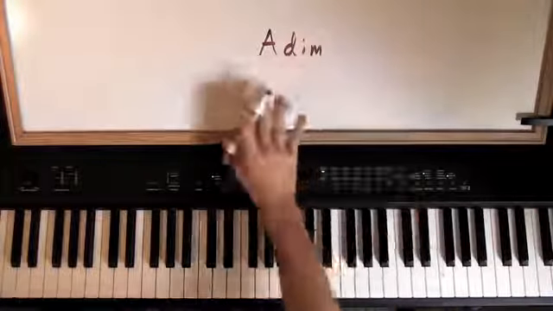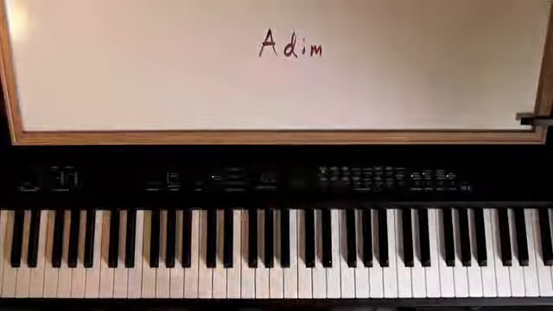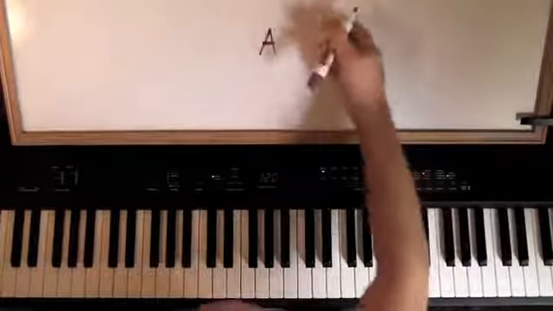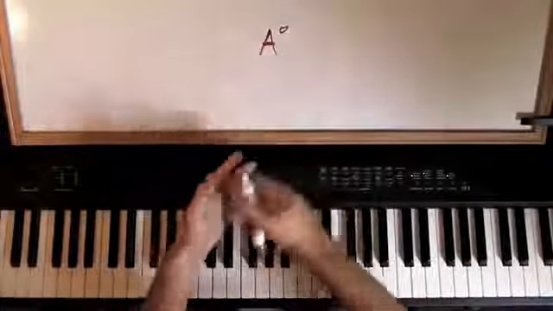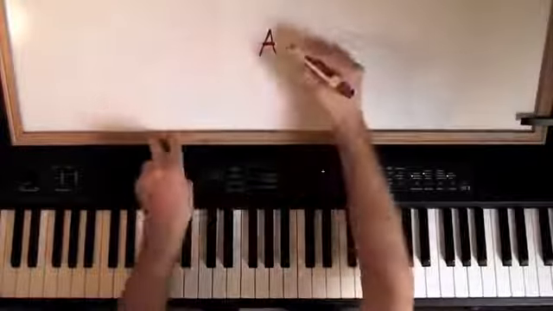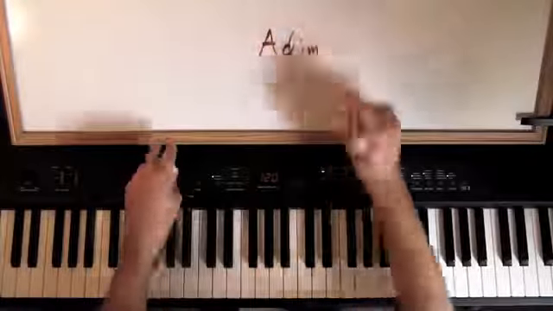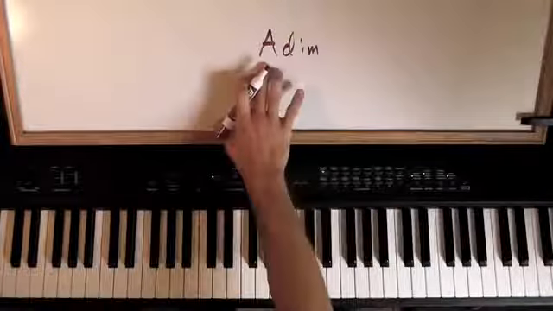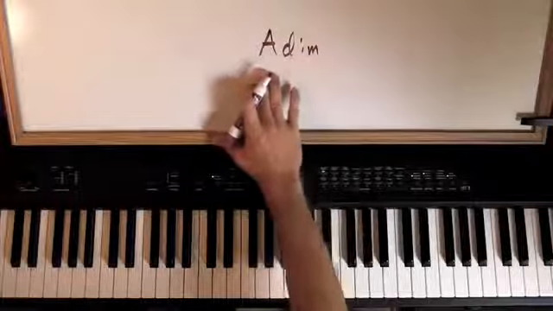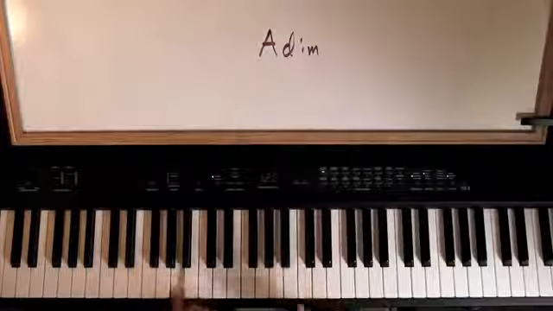Now, sometimes you'll see diminished written like this. Sometimes you'll see this little circle thing. That means the same thing. That's an A diminished. For now, I'm just going to leave it as this. It's a little easier to remember. But A diminished. Now, same thing as before. You have a root note, and then you have a chord quality. So to find the root note, it's simple, just look for an A, and there's our A.